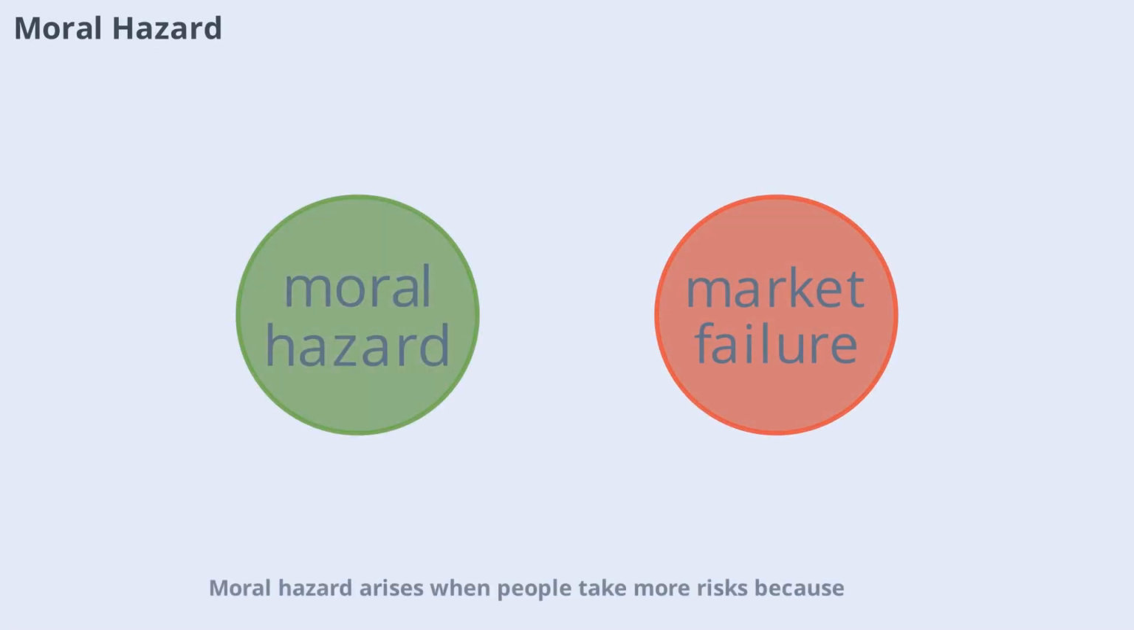Moral hazard arises when people take more risks because they don't bear the full consequences of their actions. For example, someone with insurance may be less careful about avoiding accidents. Moral hazard is another form of market failure caused by asymmetric information. Understanding this concept helps explain why contracts and regulations are designed to align incentives.